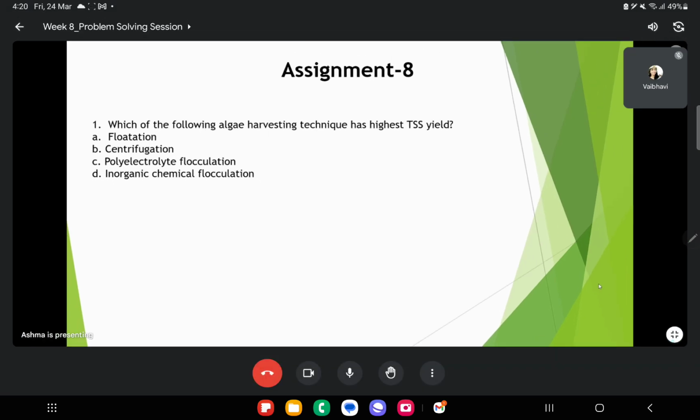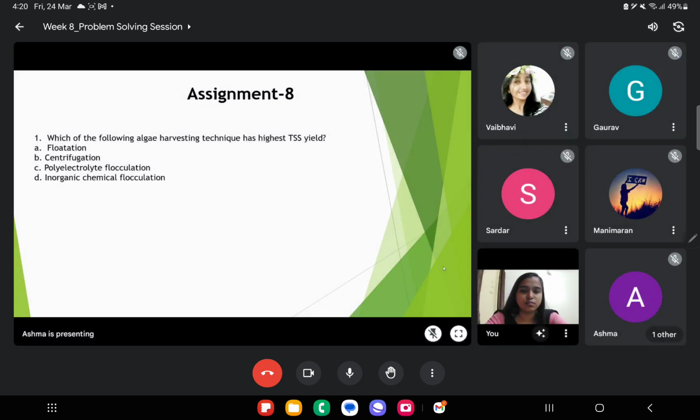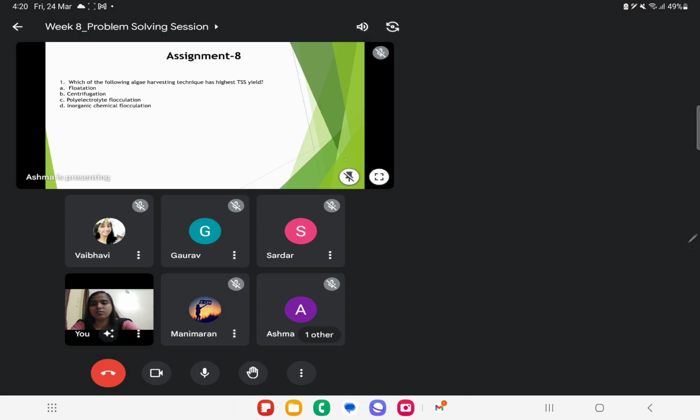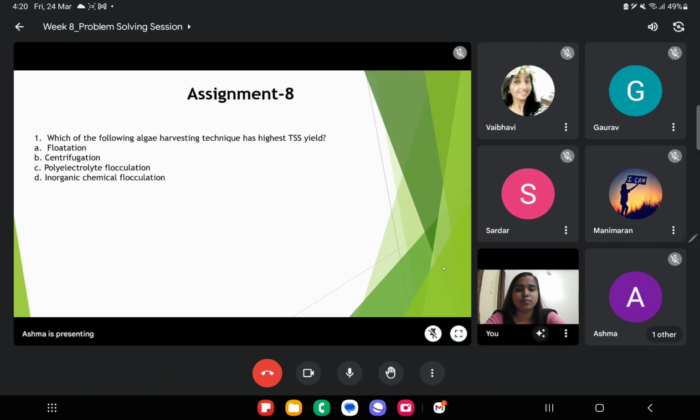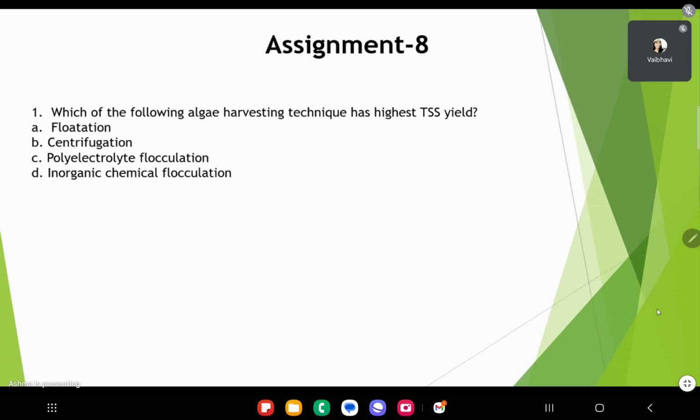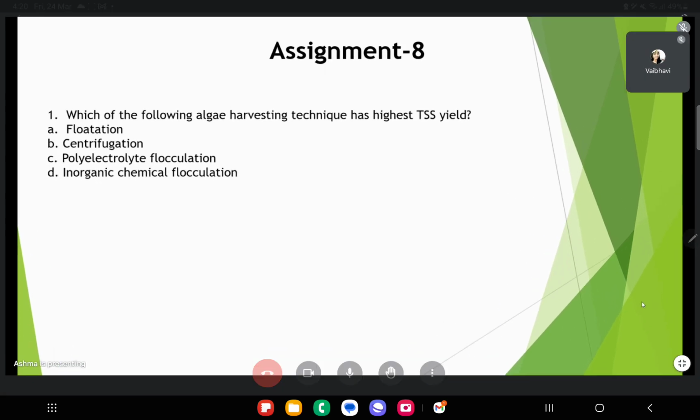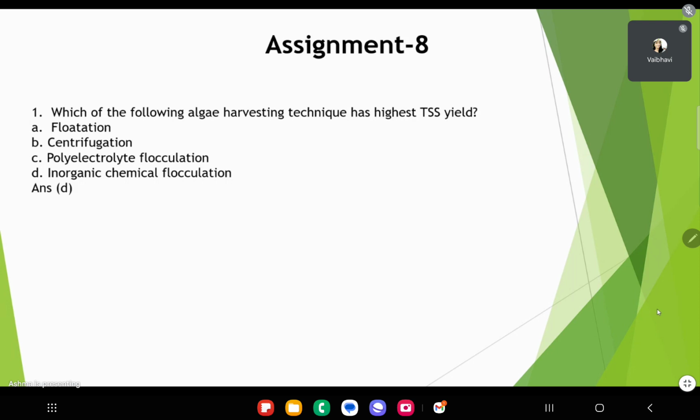So I got only one answer and we have 4 participants. So I got one answer, C. So C is the correct. No, C is not the correct answer. So we'll see the correct answer. D is the correct answer, that inorganic chemical flocculation has the highest total suspended solid yield.